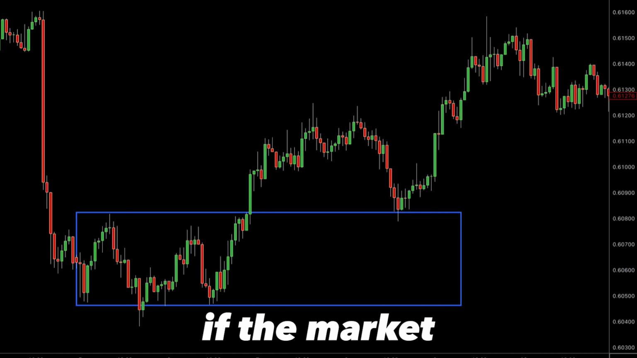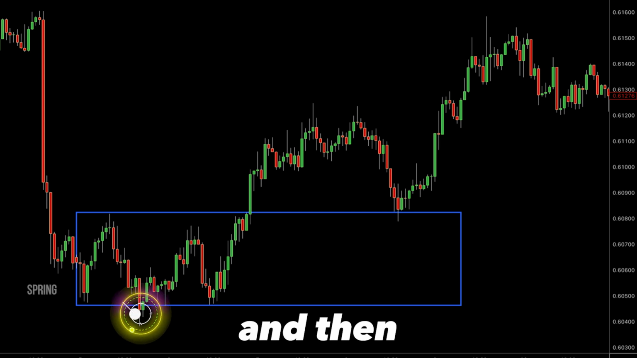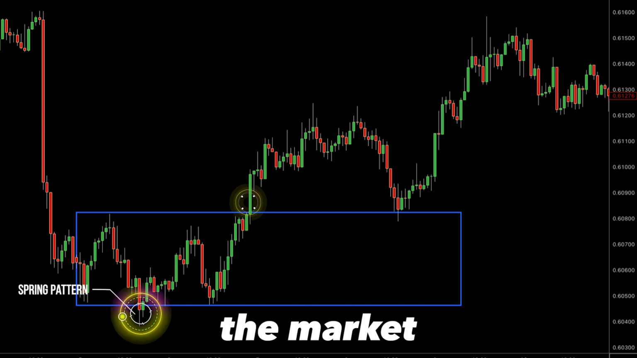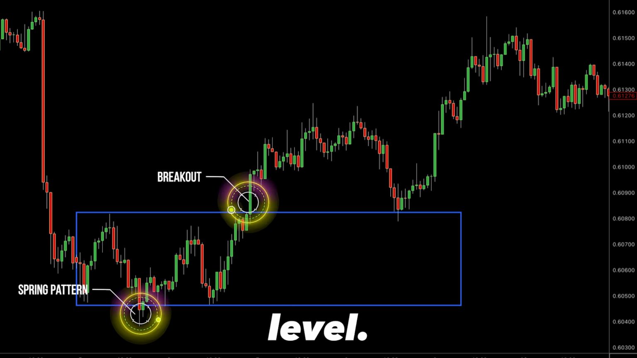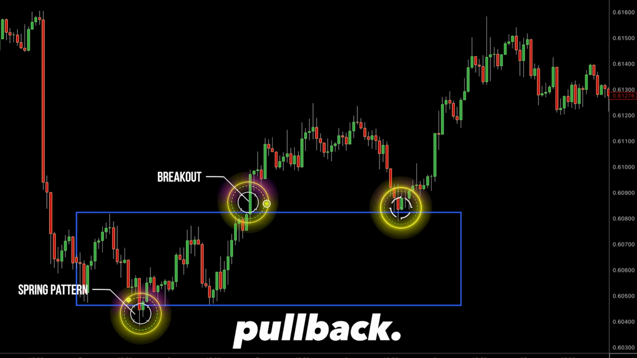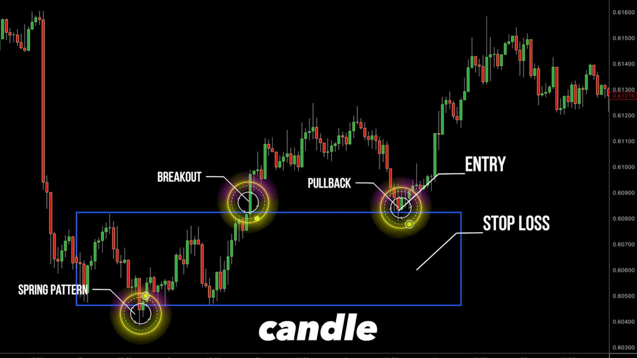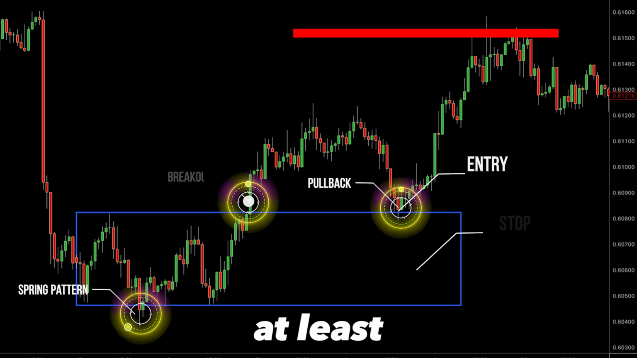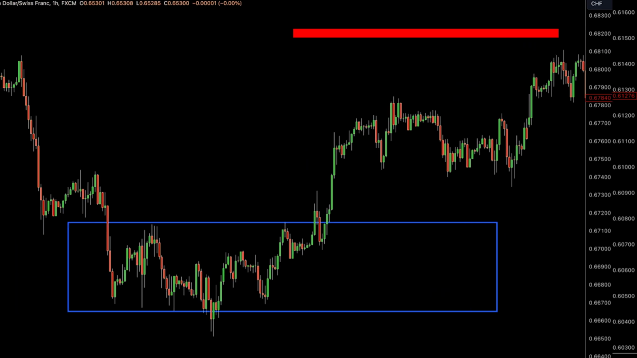For instance, if the market breaks below support and then reverses inside the range, but you miss the initial trade, wait for the market to break above the resistance level. Then, look for a pullback. Enter at the pullback, set your stop loss below the pullback candle, and aim for a reward that's at least twice the size of your risk.